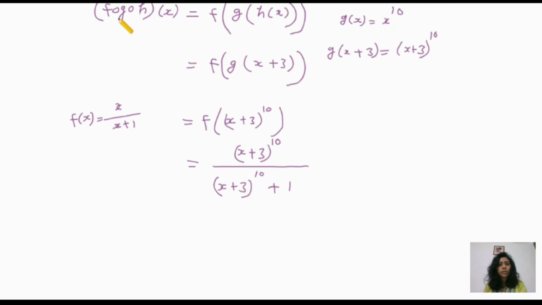This is the answer for the f g h composite function. So it is very simple for three functions also. No difference. Just apply the definition of composition of functions.